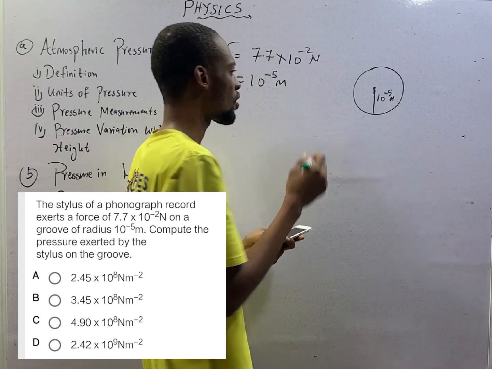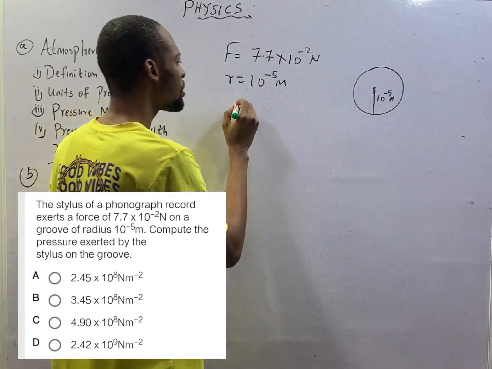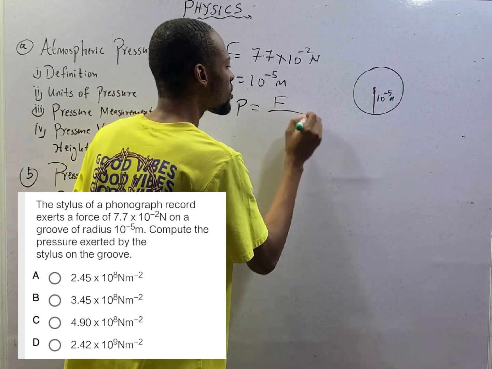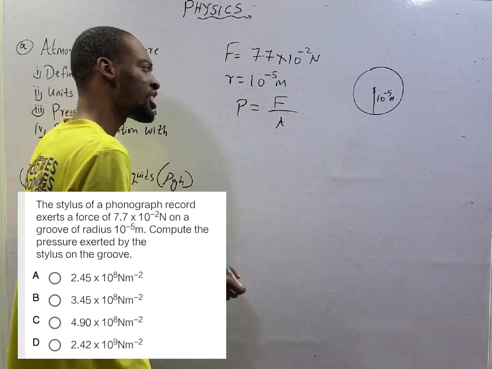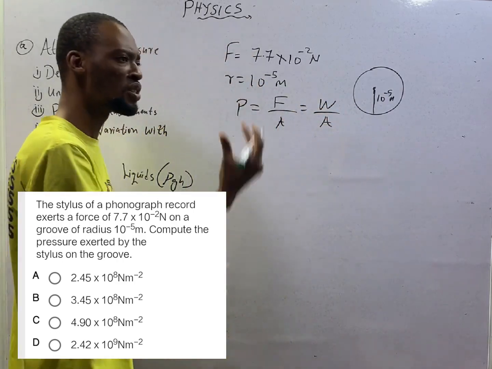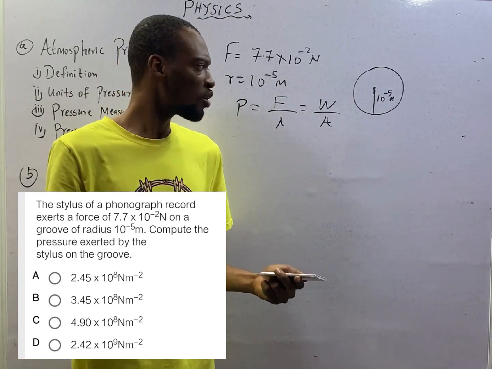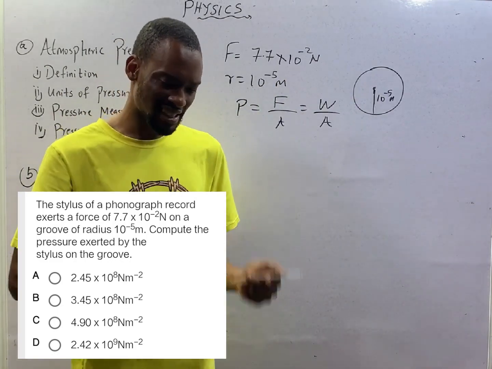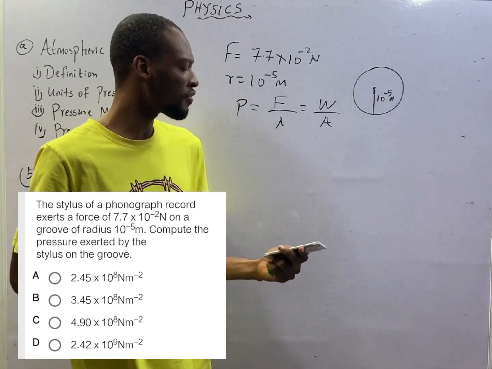What is pressure? Pressure in solid, P is equals force acting perpendicularly or normal force over area. This is the same thing as weight over area, because the normal force is equals weight. Action and reaction are opposite. As weight is acting downward, there is a force that is opposing the weight. That is the normal force.